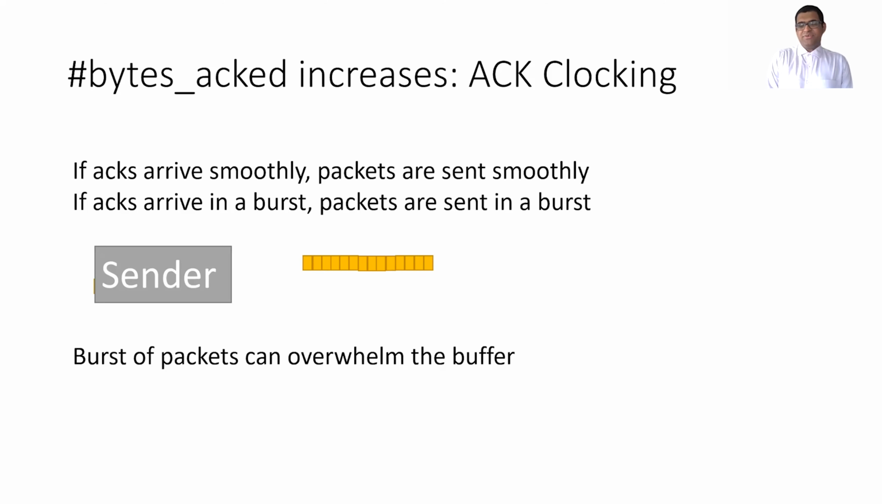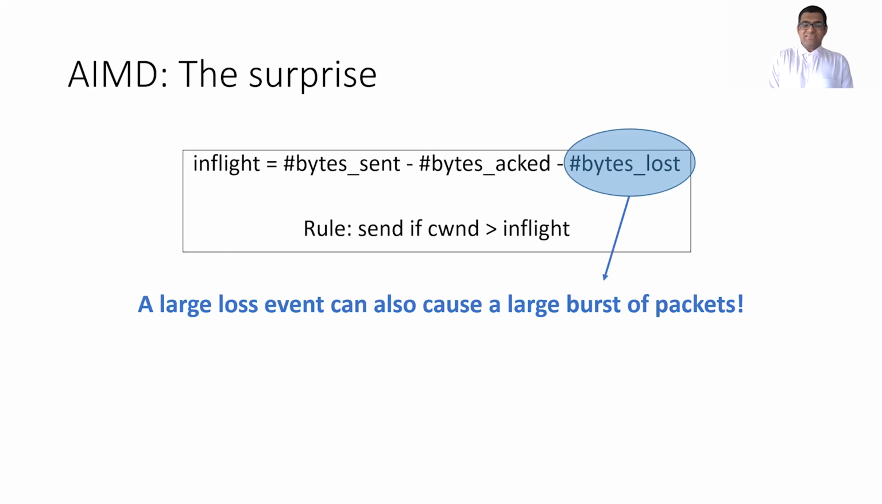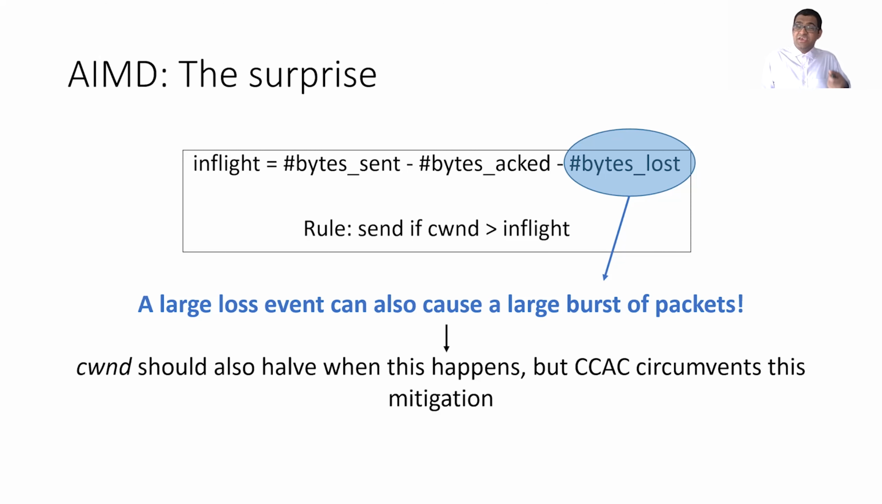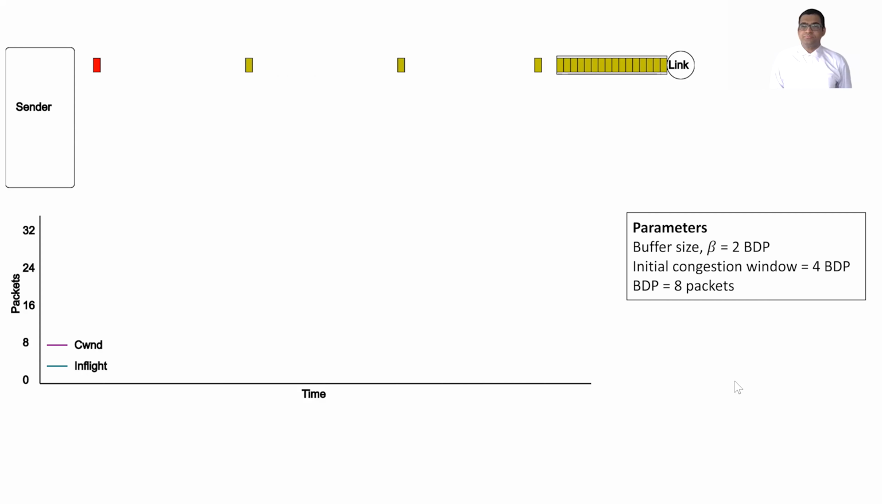The fact that packet bursts can cause the sender to send a burst of packets is well understood. But what is much more surprising and SIGCOMM uncovered is that if the sender detects a large number of losses, that can also cause it to burst. But this is surprising because the congestion window should also halve when this happens. But SIGCOMM circumvents this mitigation. In the paper, we prove bounds on when this happens, and we'll discuss an example now.